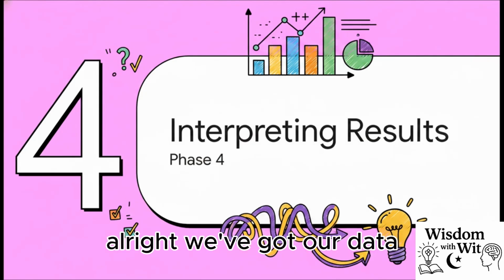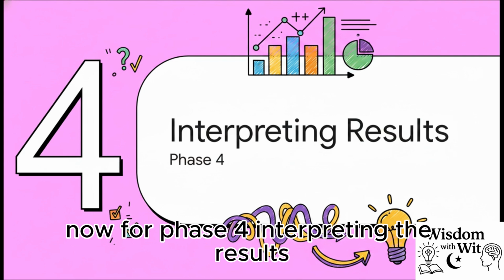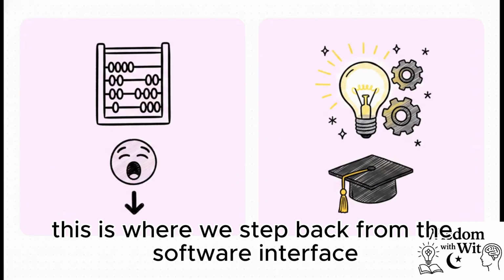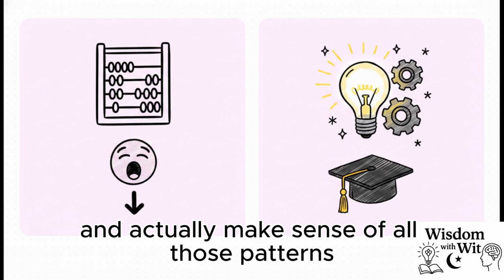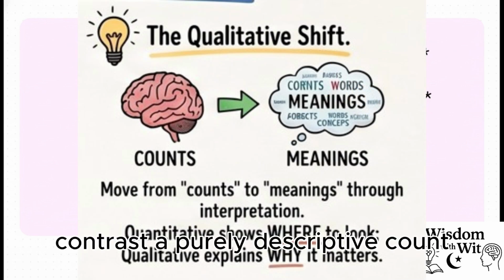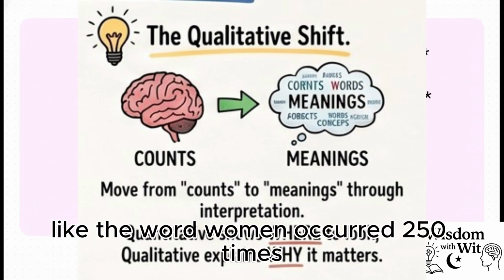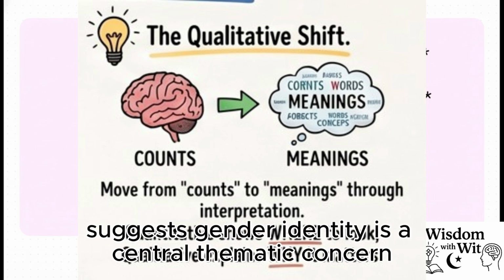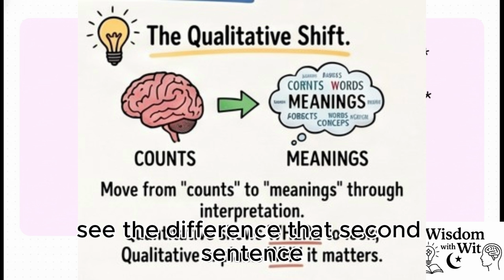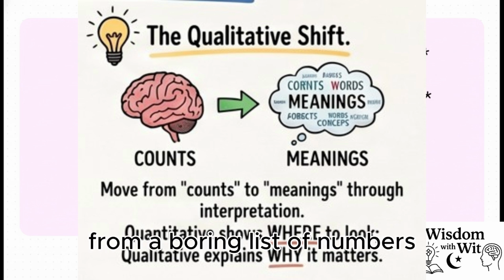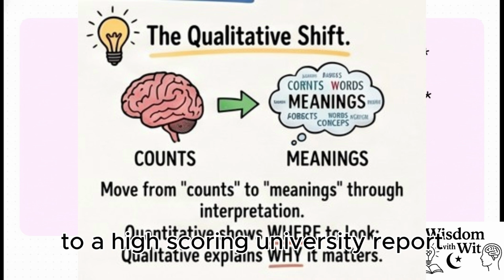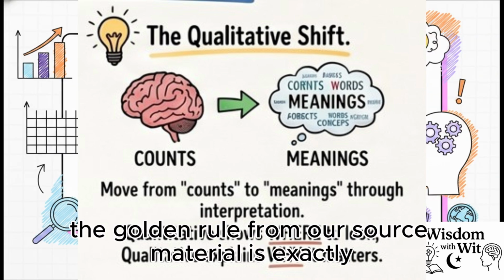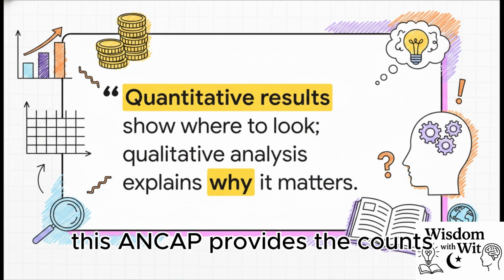All right, we've got our data. Now for Phase 4, interpreting the results. This is where we step back from the software interface and actually make sense of all those patterns. Contrast a purely descriptive count, like the word women occurred 250 times, with a qualitative interpretation, like the high frequency of women suggests gender identity is a central thematic concern. See the difference? That second sentence is what elevates your data from a boring list of numbers to a high-scoring university report. In fact, the golden rule from our source material is exactly this.